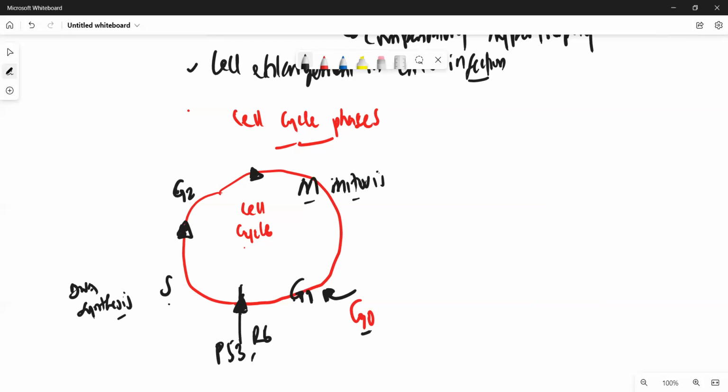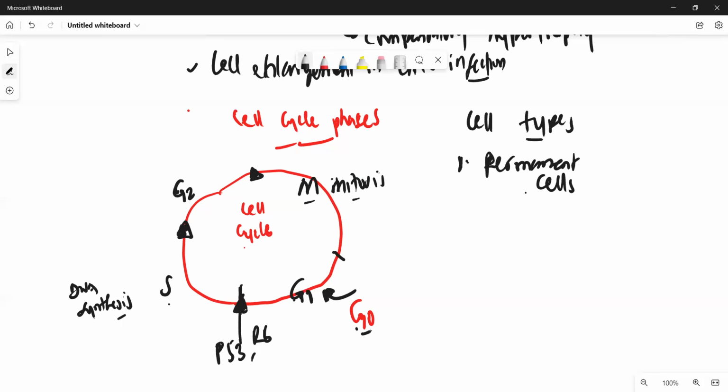So we have three main cell types. Number one is what we call the permanent cells. And what does that mean? These permanent cells are always in the G0 phase. They don't go into the cell cycle to divide.